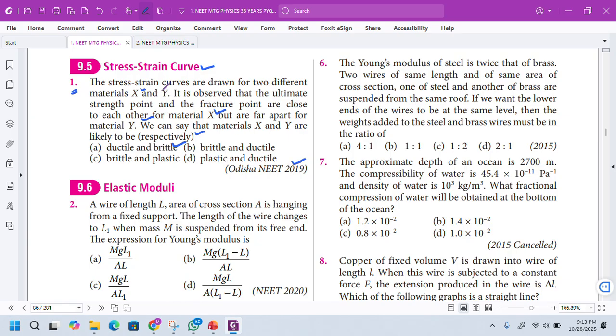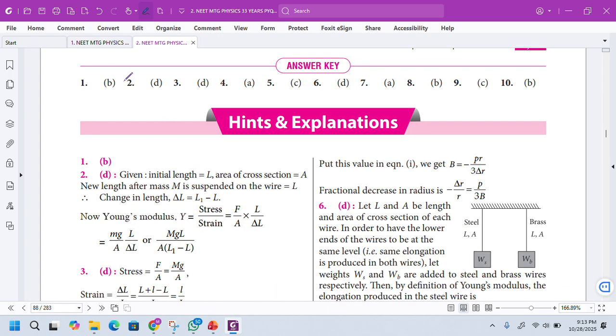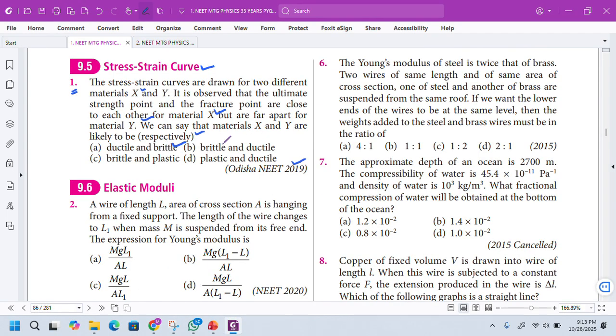What is the answer for this question? The answer for this question is B actually, brittle and ductile. Why is it brittle and ductile? We can see here now.